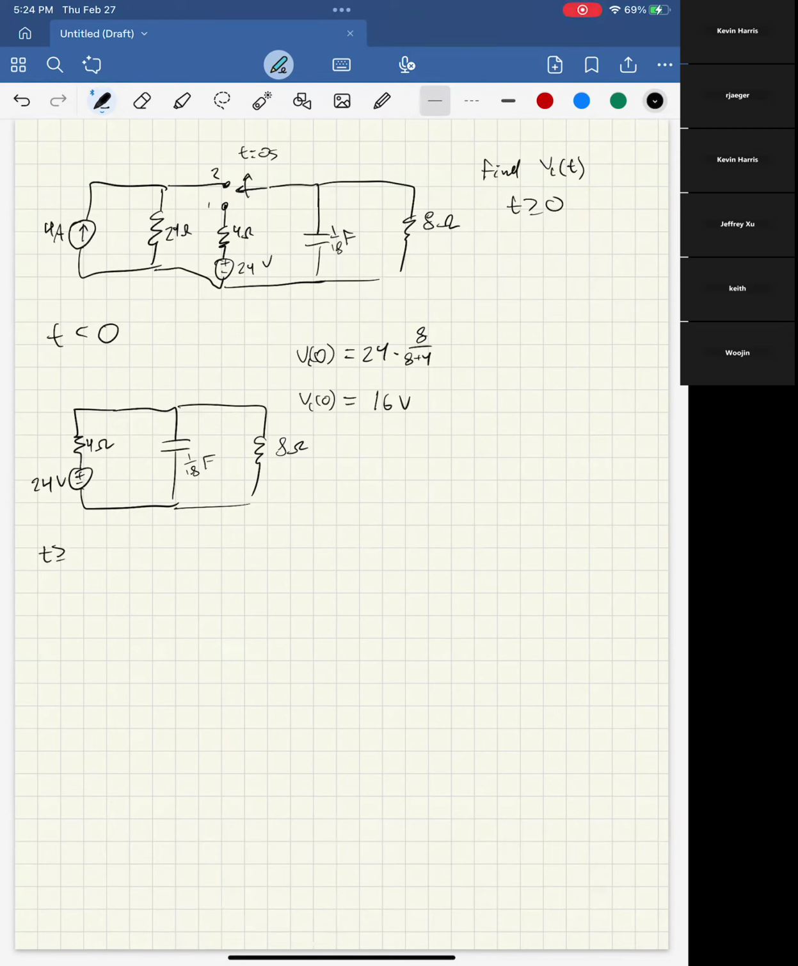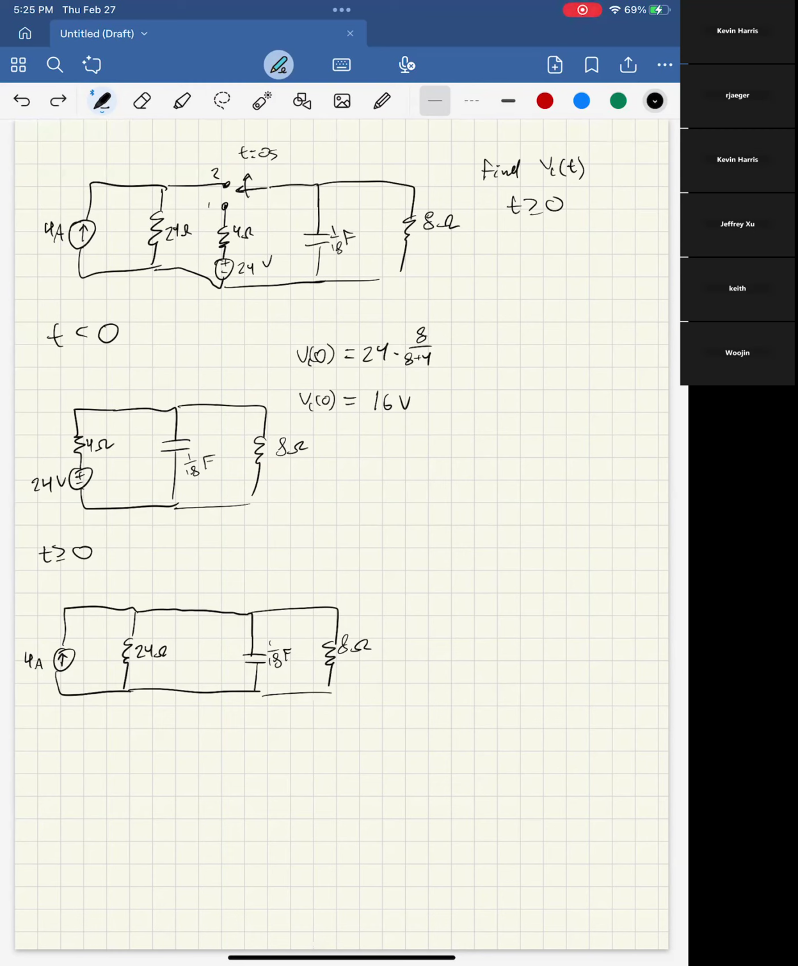Now for t is greater than or equal to 0, that switch has moved. And we got a little arrow, and we got the resistor. And now this middle branch is gone, right? Because when the switch goes here, then this doesn't matter anymore. And so now we just go all the way over there, straight to the capacitor. And we go to that 8 ohm, 1/18th farad, 24 ohm, 4 amp. And we want to find, okay, what is this voltage?